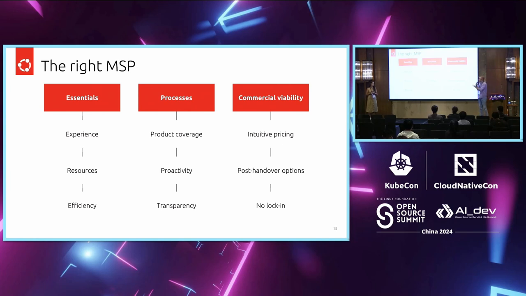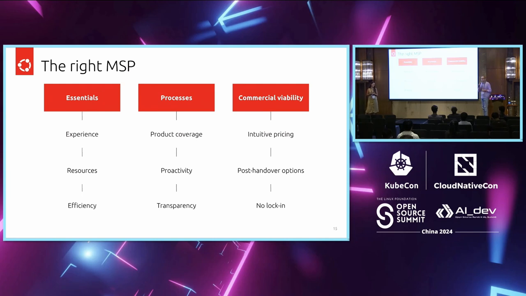The full stack. They need to be proactive, meaning they don't need to wait for you to tell them something is wrong. They need to have methods to tell you that something is wrong. And speaking of methods to tell you things, they need to be completely transparent about what they're doing. So monitoring, logging, absolutely everything. You must know everything that the provider is doing on your infrastructure, and you must have a complete log of it for auditing purposes. When it comes to commercial viability, we can't skip it. I'm business school trained, sorry.